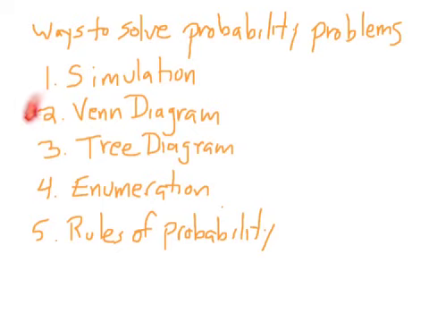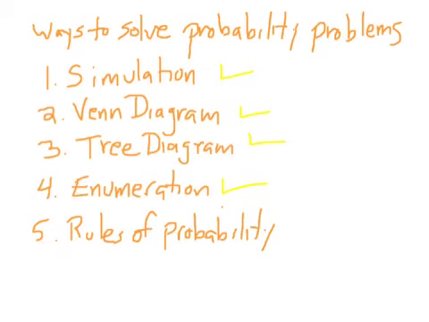Okay, now you've seen this list before. Again, I'm kind of going over and over it, the 5 different ways we are going to solve probability problems. I think at this point we've actually tackled the first 4, right? We did simulation in section 6.1. We just did these 2. We just talked about enumeration. So now we're ready to tackle the last one, which is rules of probability.